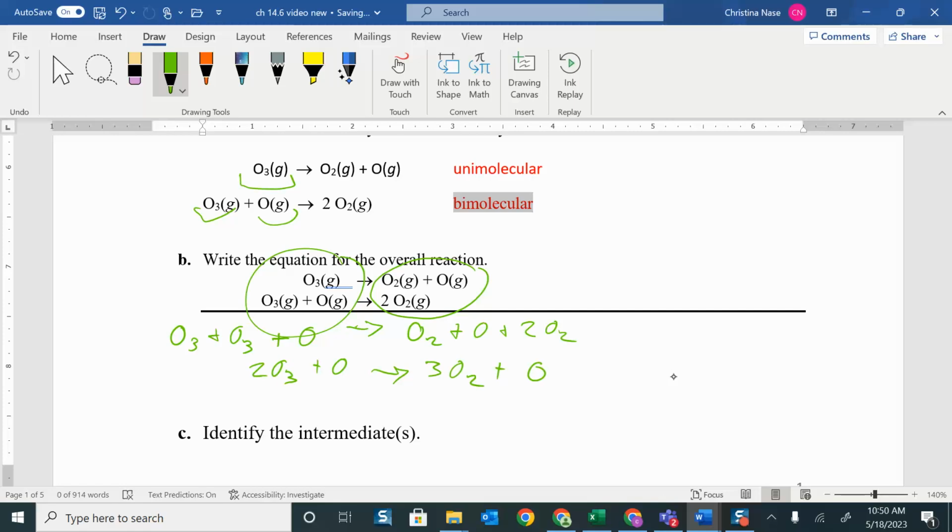Now you can see that I have O in the beginning here and O at the end there. So O is a reactant and it's a product. It's actually what we call an intermediate, because it's made in one step and then it's used up in the next. It's the product in the first one and the reactant in the second one. So they cancel in the overall reaction. I just end up with 2 O3 goes to 3 O2, and my intermediate is O because it's a product and then it's a reactant.